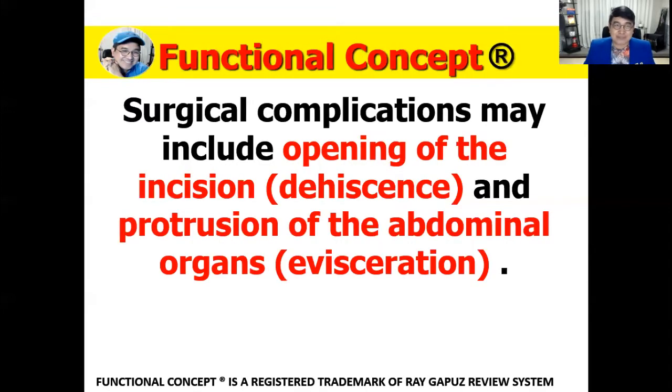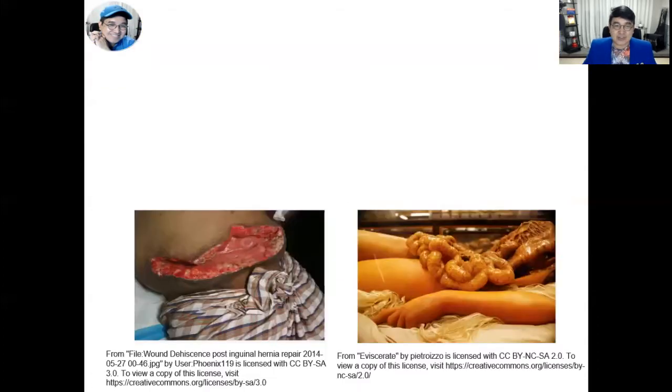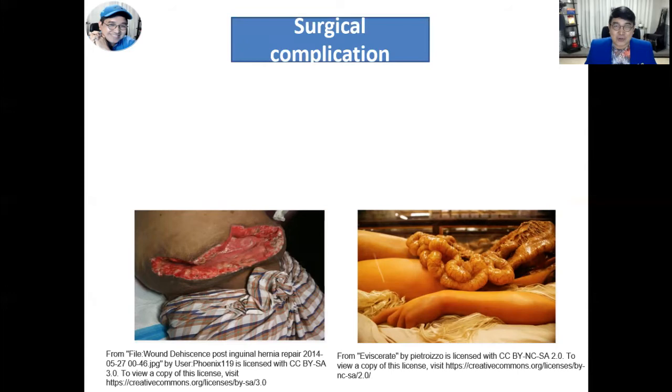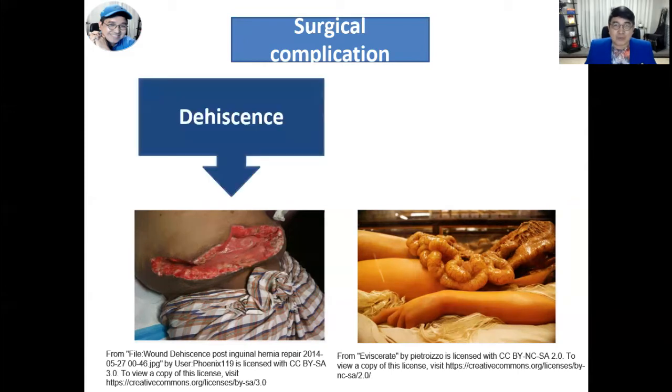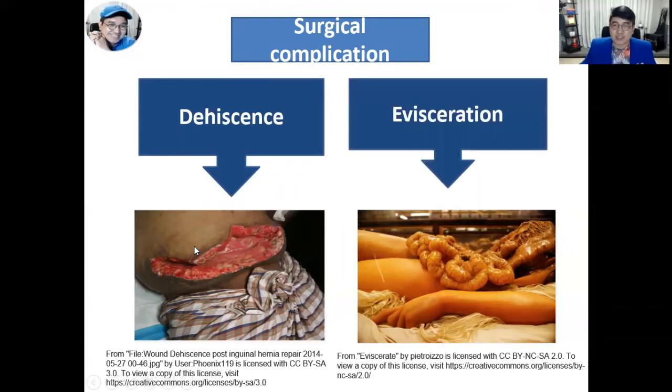So let's begin. So here's a functional concept. Surgical complications may include opening of the incision, which we term dehiscence, and protrusion of the abdominal organs or evisceration. To be a little more visual about it, pardon to those who are eating while watching this video. So we have here two common surgical complications. You have your dehiscence, the opening of the surgical wound, and of course, evisceration. It's when the organs come out of the surgical wound.